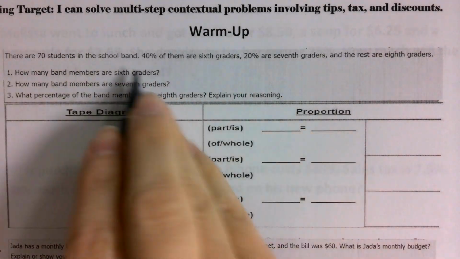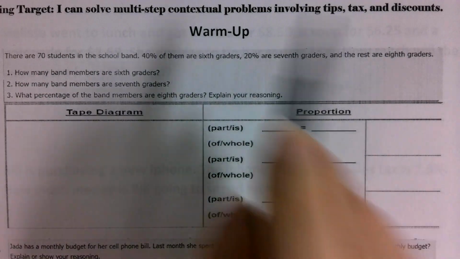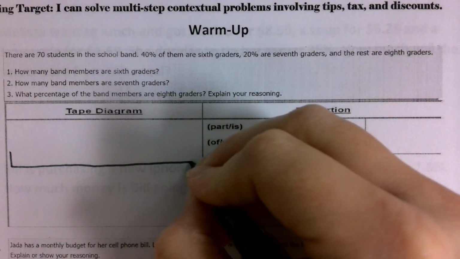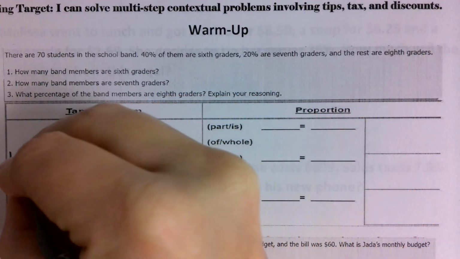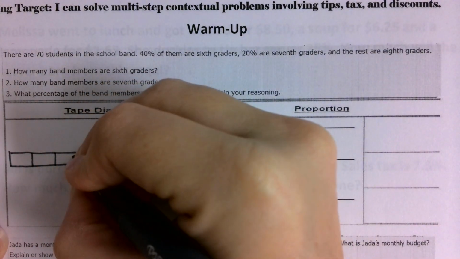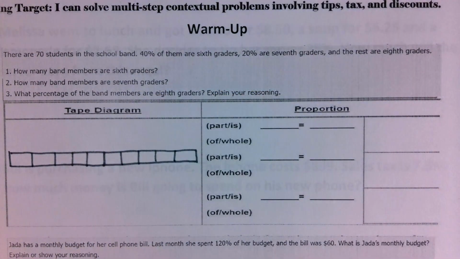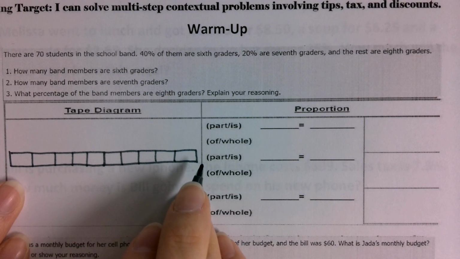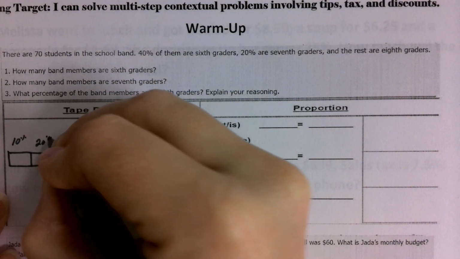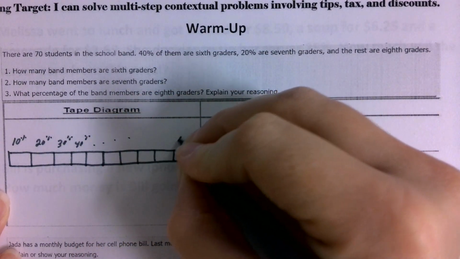I would set it up, since I know that I'm talking about increments of 10%, like 40% is 4 10s, 20% is 2 10s. I'm just going to go ahead and set up my tape diagram and split it up into 10 sections. So I split that in half, and I've got 1, 2, 3, 4, 5, 6, 7, 8, 9, 10. Okay, so if I split this up into 10, each of these are going to be worth 10%. We've got 10%, 20%, 30%, 40%, and so on, right? All the way up to 100%.